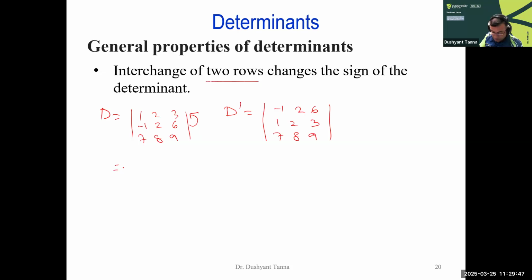You can obtain the value; this determinant value is 6. Let me focus on obtaining the new determinant D dash value.